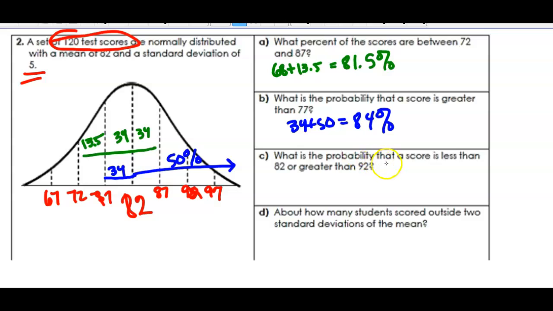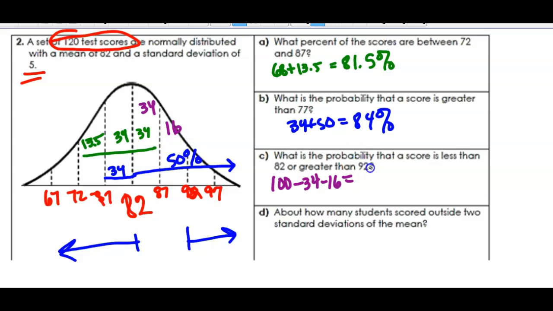What is the probability that a score is less than 82? That would be 50%, or greater than 92. We want to count these guys too. You can add all those numbers up, or you could do this is 34 and this is 16, and those are the two that we aren't counting, right? Everything below 82 or above 92 would be everybody except the 34 or 16% that were in here. So that comes out to be 52.5. Did I have that, or am I on the wrong one?